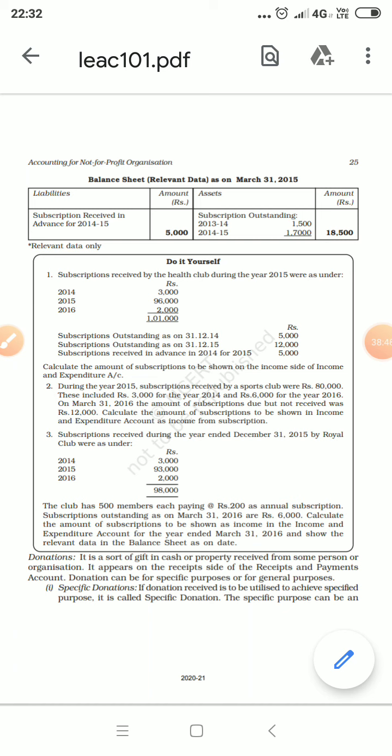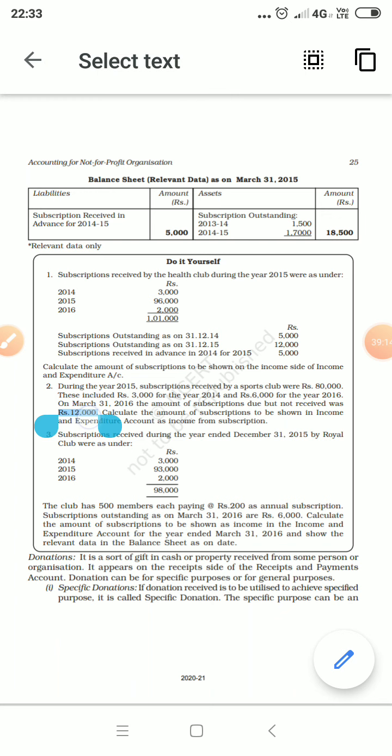Now some of you students may ask, madam, here it is given on, it is not given for. So this 12,000 may include previous year's outstanding also. Yes children, it may include, but it is not mentioned in the question. It is not mentioned how much is previous year's outstanding still not received. So we assume that the full amount of previous year's outstanding is cleared, it is received, and 12,000 is the total amount of outstanding which we are supposed to receive during the current year, but we did not receive.